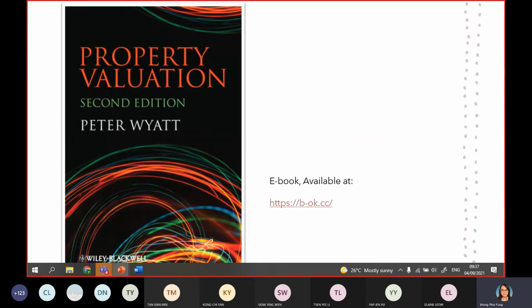So if you need further references, I would suggest a few ebooks. For example, this one I already mentioned to you, this ebook will be quite useful if you don't understand about micro, macro, and funding. So you can refer to this book. Okay, so the ebook I already shared with you. You can click the link, then you can download the ebook for free.